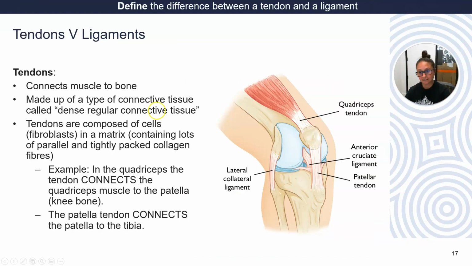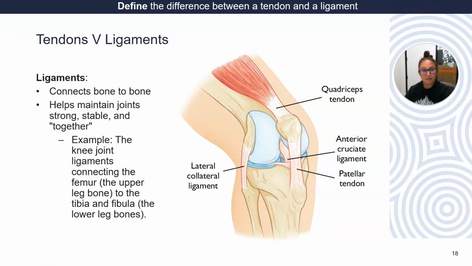Let's have a look at a tendon. Let's have a look at an example. Look at this tendon. Where is it? We're looking at this tendon here. Tendons are made up of a type of connective tissue called dense regular. That's just a type. Tendon connective tissue is made up of cells in a matrix. Let's see what's in the tendon. The cells that live there are called fibroblasts. And what's in the matrix? Collagen. Easy peasy. Here's another couple of tendons.